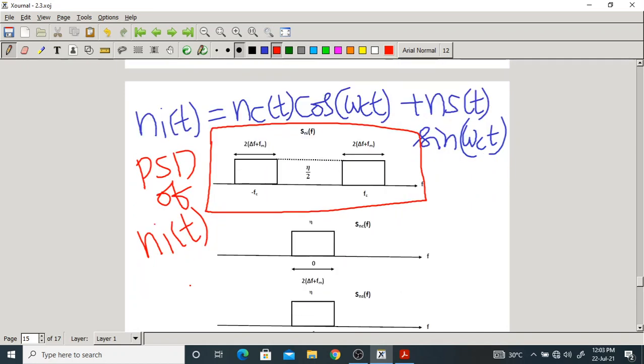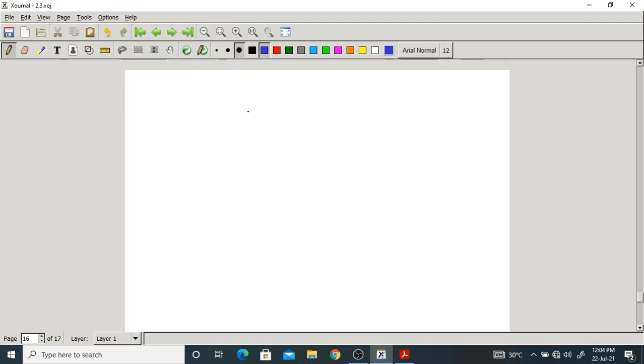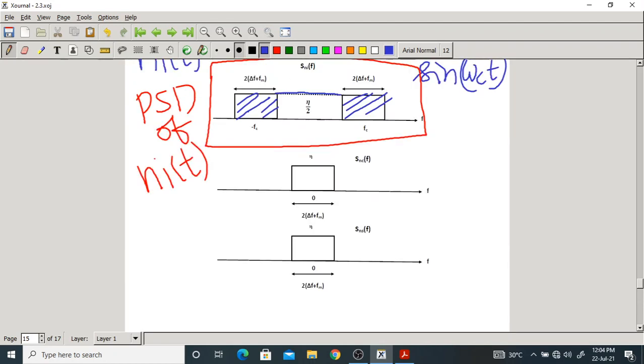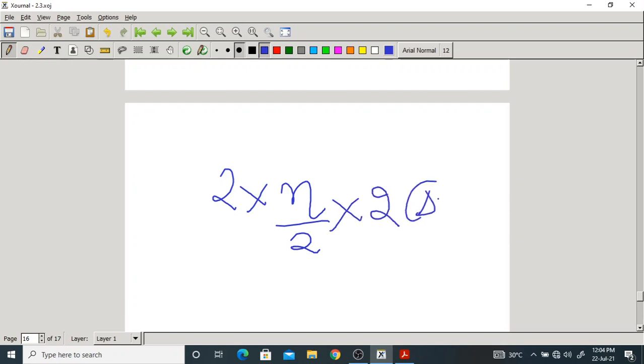Remember this. Now how to find the power of ni of t then? Obviously it is the area under this PSD. What is the area under this diagram? This is eta by 2. This is eta by 2. So from the first diagram, what is the area under the diagram? That is 2 into eta by 2 into 2 into delta f plus fm. Do you agree or not?